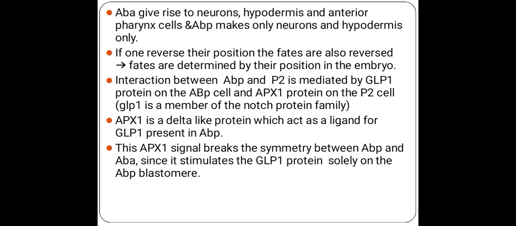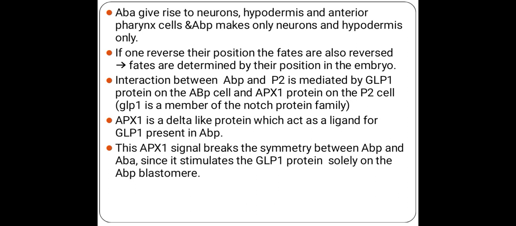ABa gives rise to neurons, hypodermis and anterior pharynx cells. ABp makes only neurons and hypodermis. If one reverses their position, the fates are also reversed. Fates are determined by their position in the embryo. Interaction between ABp and P2 is mediated by the GLP1 protein on the ABp cell and the APX1 protein on the P2 cell.